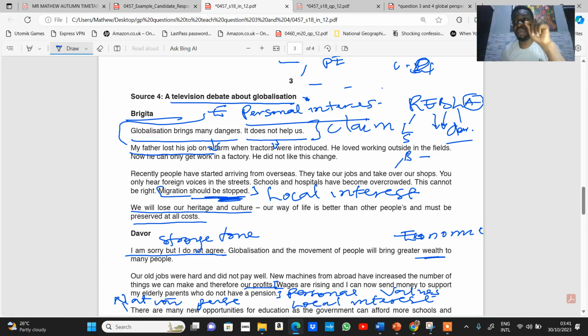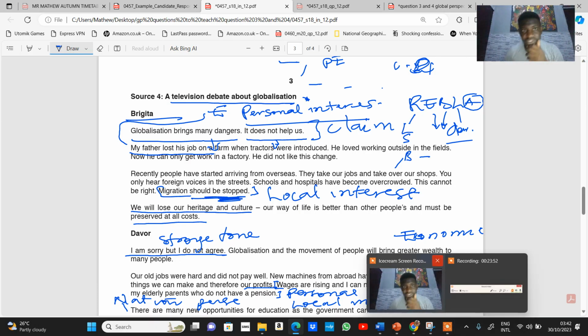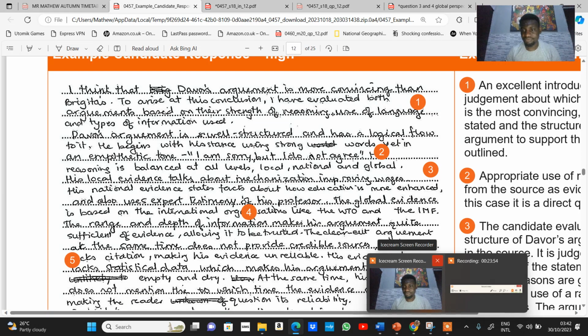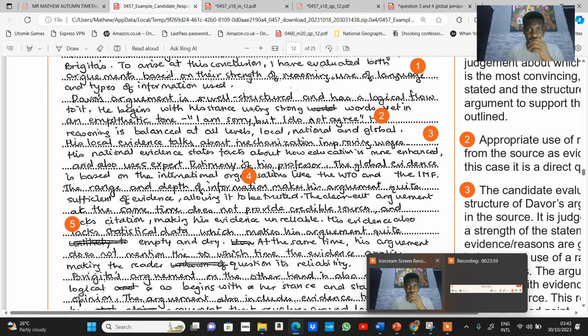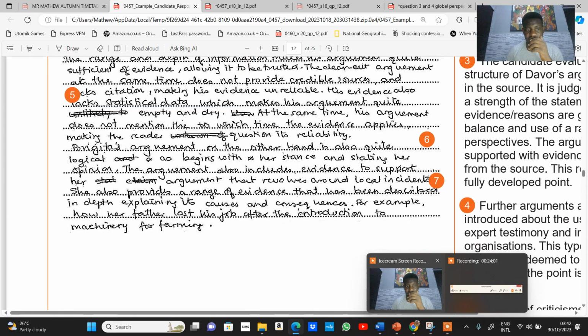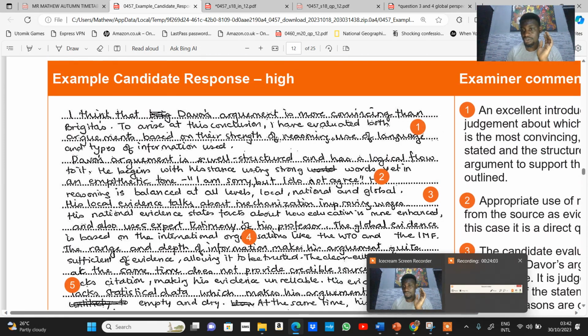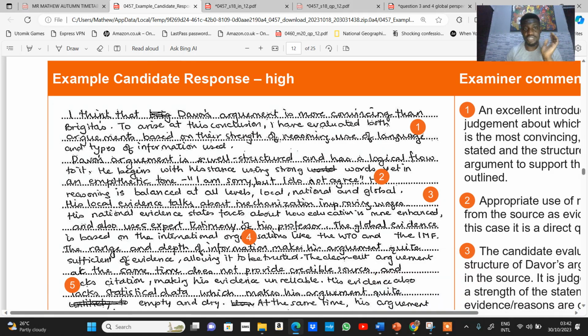Now, you should not be based on your own idea. That is why they say you should use their own words and their language in it. Now, lastly, for this video, I'm looking at a candidate response on this concept of Bridgetta and Davos statement. So I'll just read through it. That's all I'm doing. As I'm reading through it, it will just help you to see how you can structure yours to get the full mark.